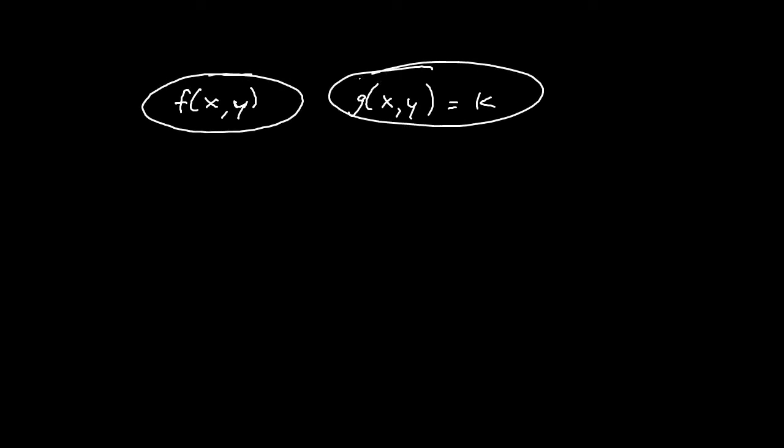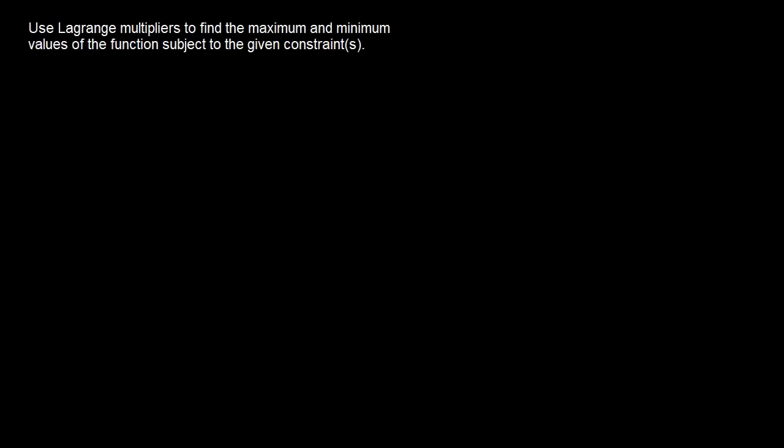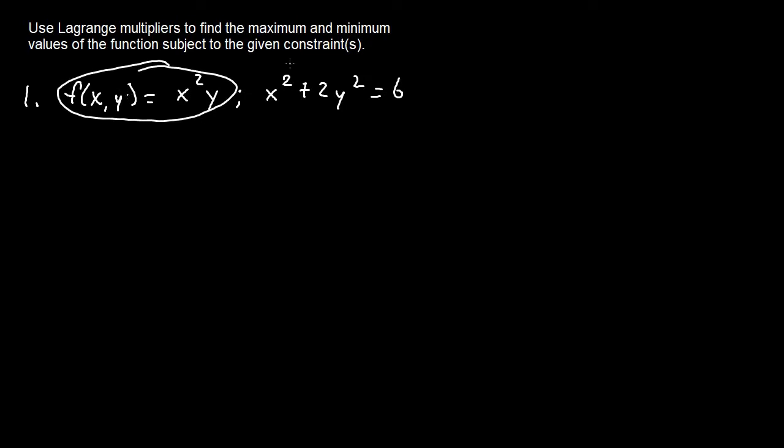the given constraint. So for these next set of problems, we have to use Lagrange multipliers to find the maximum and minimum values of the function subject to the given constraints. For number one, the multivariable function f of x, y equals x squared times y, and the given constraint here is that x squared plus 2y squared equals 6. So once again, we have to find the maximum and minimum values of the given multivariable function in the given constraint. Realize that x squared plus 2y squared is that one constraint, which is in the form g of x comma y equals some constant, and that constant is going to be 6 this time.